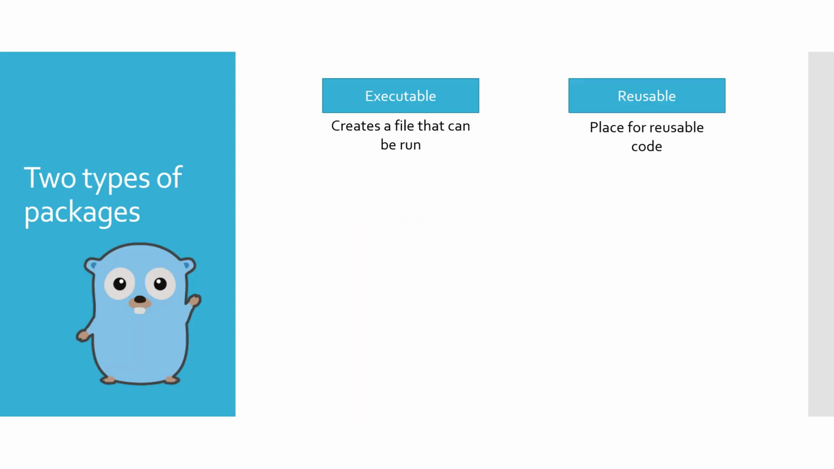We have 2 types of packages: executable packages and reusable packages. An executable package creates a file that we run, and a reusable package is a package whose code we reuse. For example, that math package from the first video I showed you is a reusable package because you would import it and reuse any of the functions or code inside of it for your own application. Whereas our Hello World app is an executable package because we can build an executable, helloworld.exe, and run it.